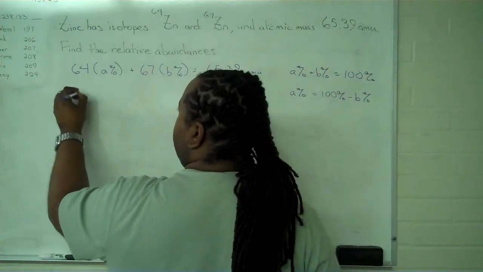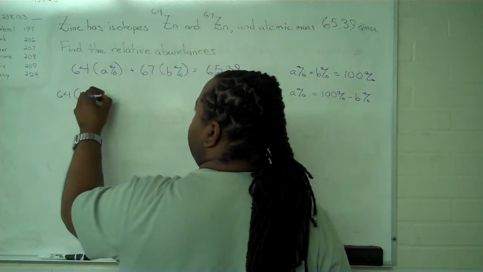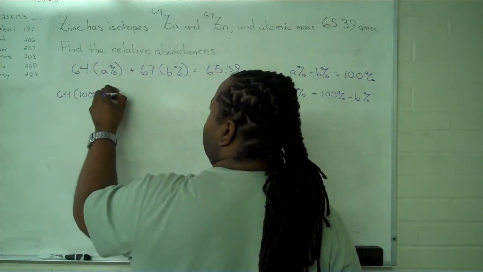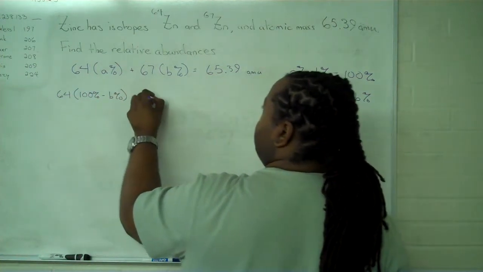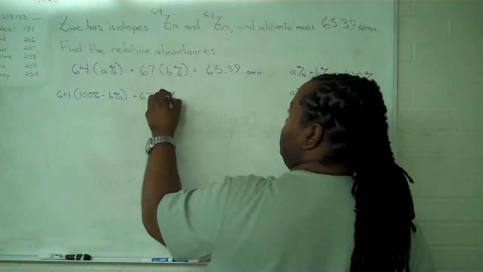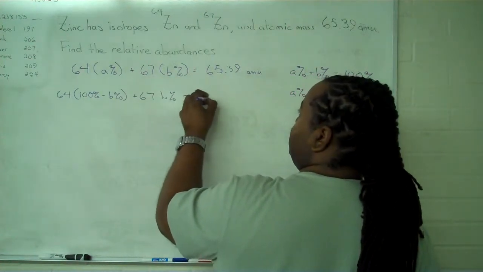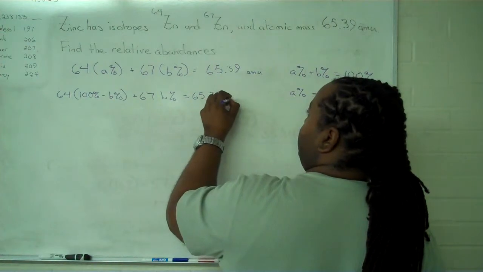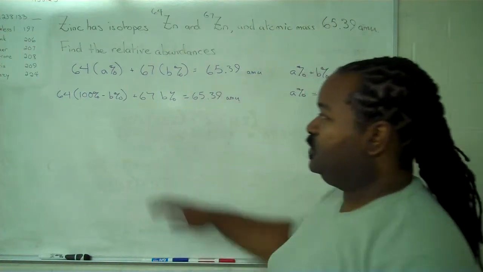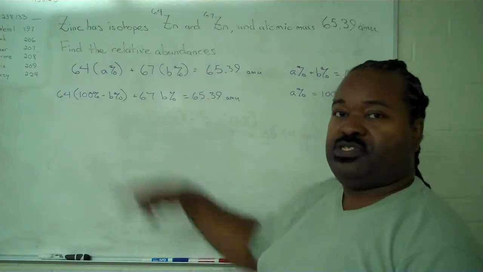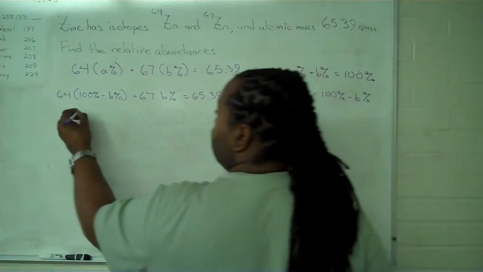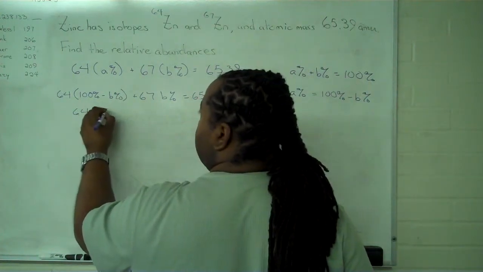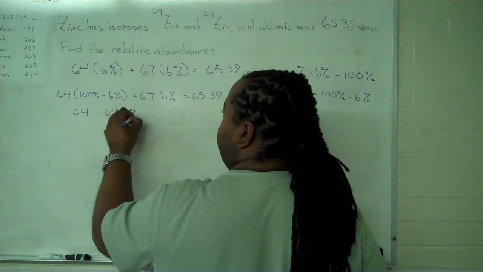So we get 64 times (100% minus B%) plus 67 times B% equals 65.39 AMU. And so now 100% of 64 is just 64. And we multiply through with everything else.